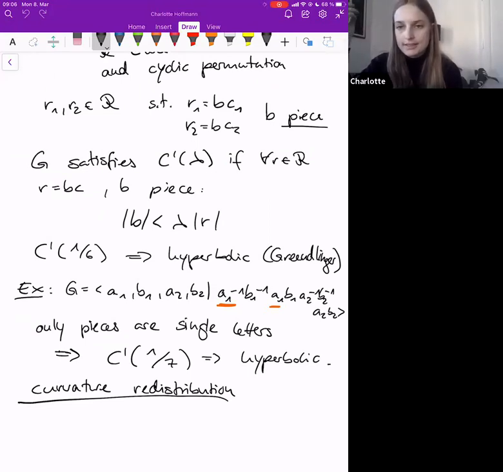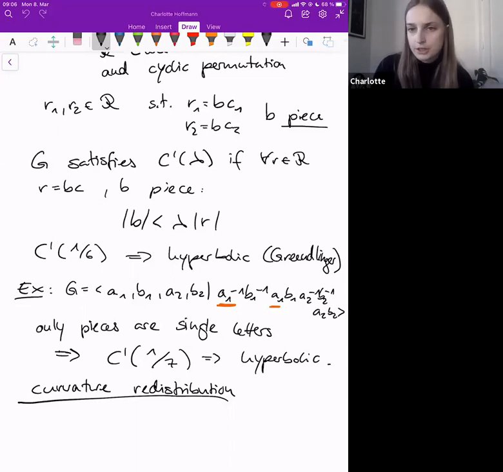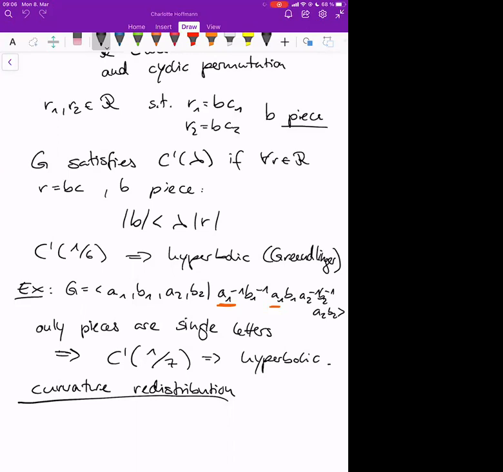So there's a result that says that almost all groups are C prime 1/6. So if you generate a random group, it will most likely be C prime 1/6. I don't have the exact numbers in our case, in how many cases this worked, but I will tell you some more about the numbers later. So how many groups we checked and everything. I have prepared some tables later. Thank you very much.